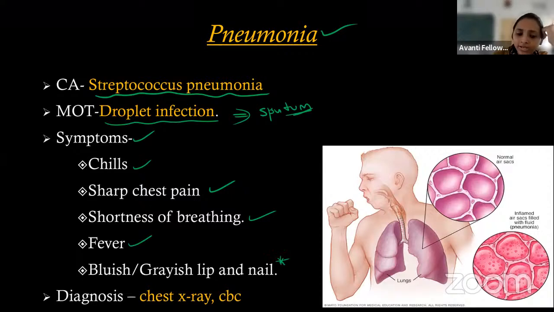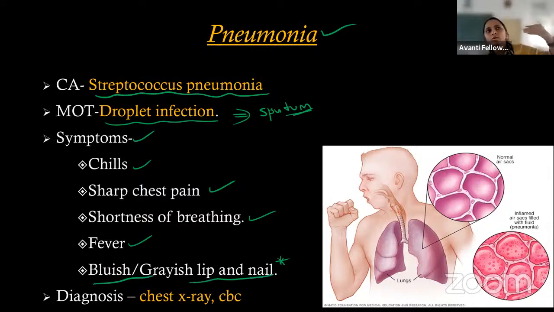And this is a very important thing: the bluish and grayish lip and nail. The person who has pneumonia will have lips and nails turning blue in color. Can anyone tell me the reason for turning blue? Obviously, there is no exchange of gases taking place. Because there is no oxygen, the carbon dioxide concentration increases where there is no oxygen concentration. Because of that, the lips and nails turn bluish and grayish.